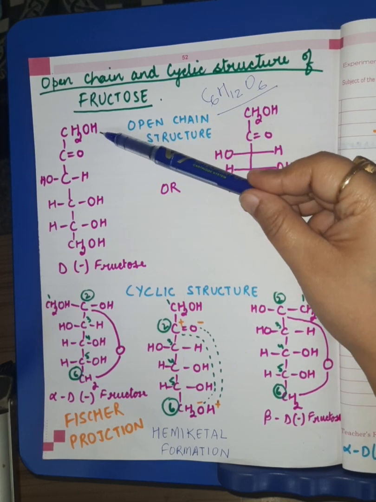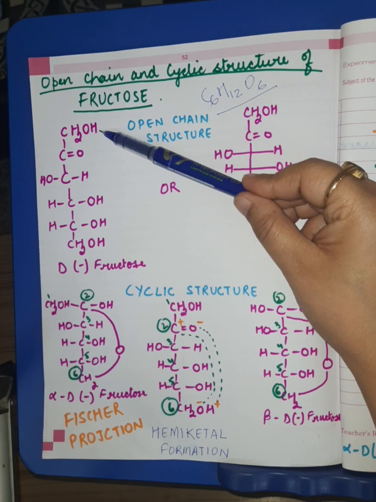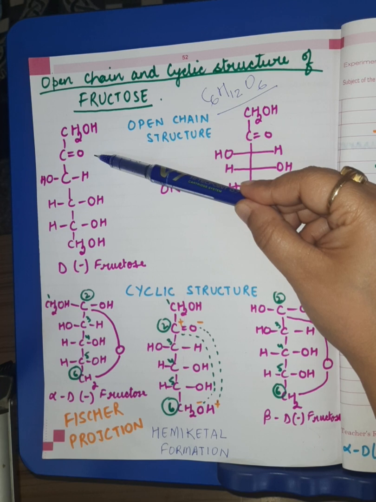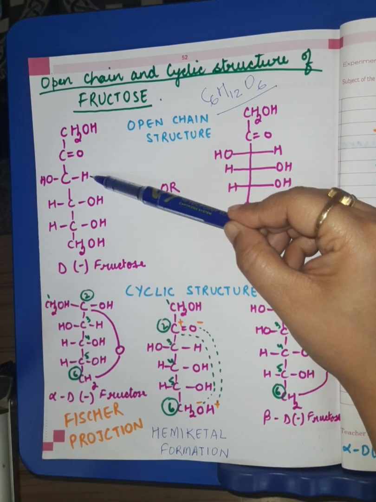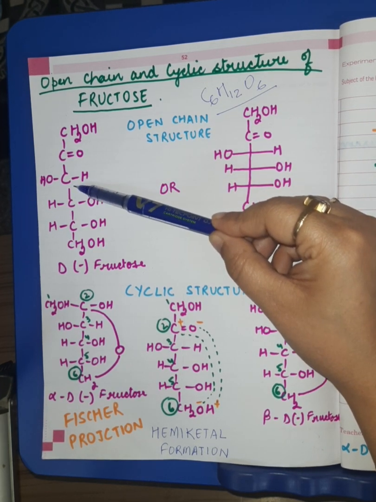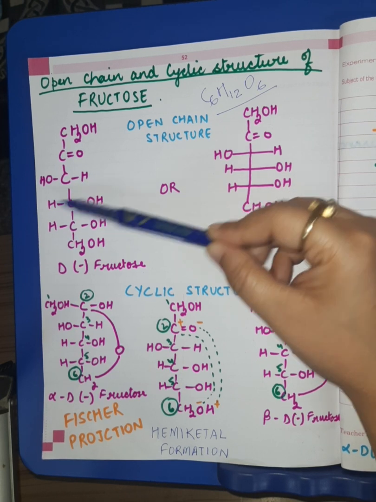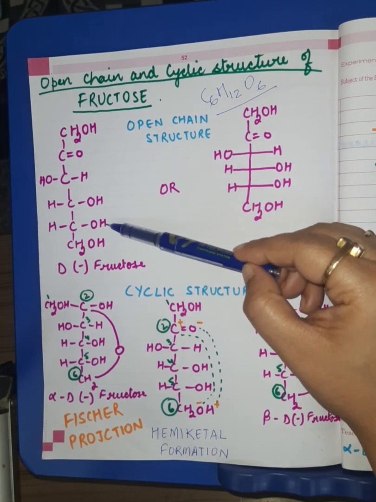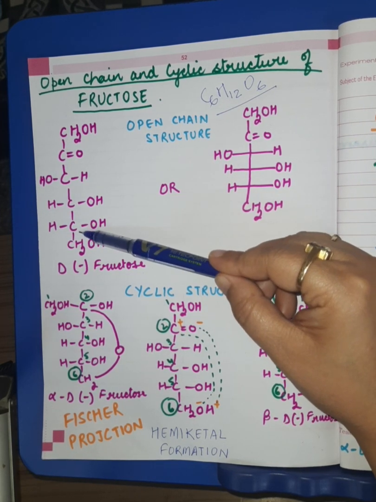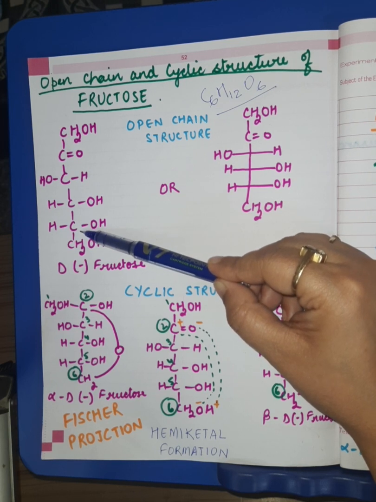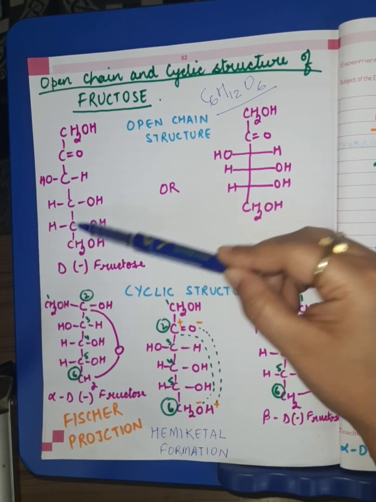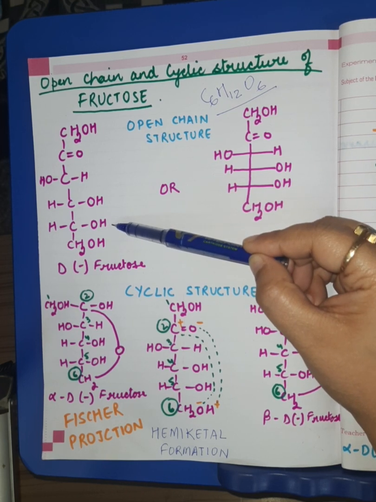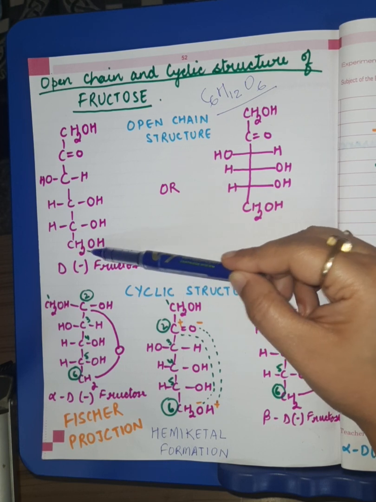If you look carefully, the first carbon is CH2OH, a 1 degree alcoholic group. The second carbon is ketonic. The third carbon is HOH, as in glucose. Then the fourth carbon is HOH, just like glucose. We have the fifth carbon as HOH. Here, a point to be noted: in fructose also, the fifth carbon has the same configuration as that of glucose. OH is on the right hand side, so fructose also has a D configuration, followed by the sixth carbon as CH2OH.